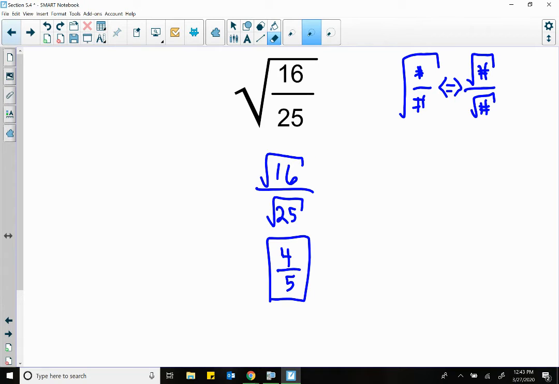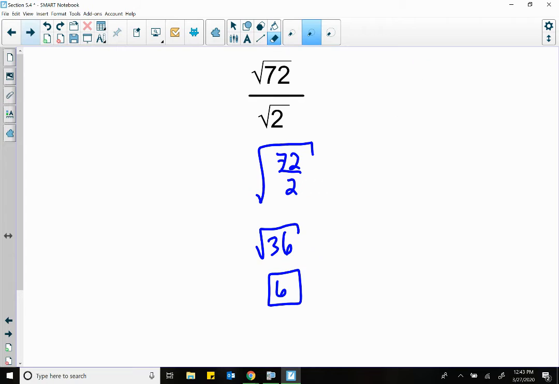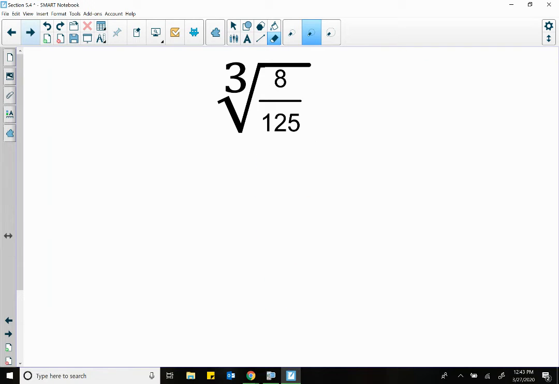Okay? So you see what I'm talking about with my rules back here. Sometimes you might want to divide them. Sometimes you might want to take care of those perfect squares. We'll get to rationalizing soon. Okay. So on this one, go ahead, pause the video, give it a shot.